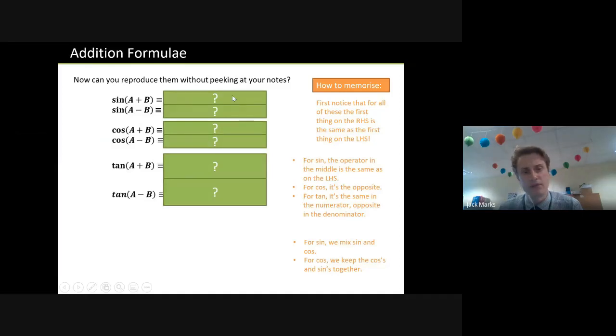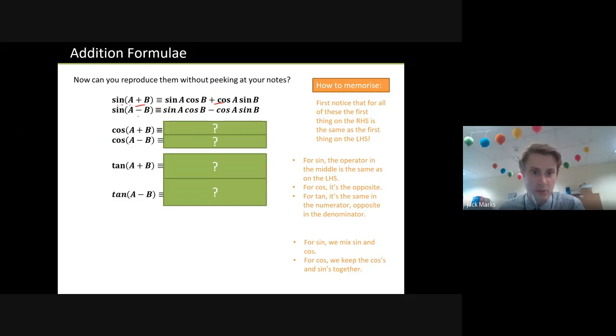Here's probably a good time for you to stop and try and remember them. And just to show you that you do need to know them, this is sine A cos B plus cos A sine B. Why do I know that? I know that because we have to deal with this quite a lot. So you will need to know that as well.